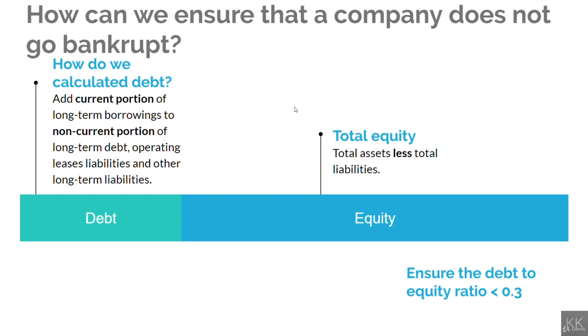Now the ratio. Debt is the sum of the current portion of your long-term borrowings plus the non-current portion of the long-term borrowings, operating lease liabilities, and other long-term liabilities. Equity is quite simply the residual left over in the business after we have sold off all our assets and paid off all our liabilities, i.e. your assets less your liabilities. It is a mouthful, I know. Let me explain.